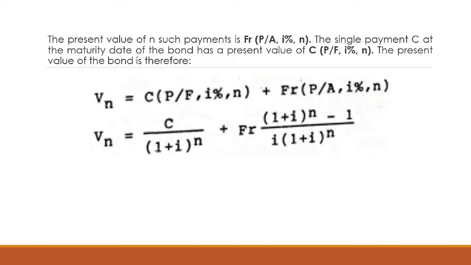So, gibungkag ang functional notation, mahimo siyang Vn equals C over (1 plus I) raised to the power of n plus Fr times ((1 plus I) raised to the power of n minus 1) over (I times (1 plus I) raised to the power of n).